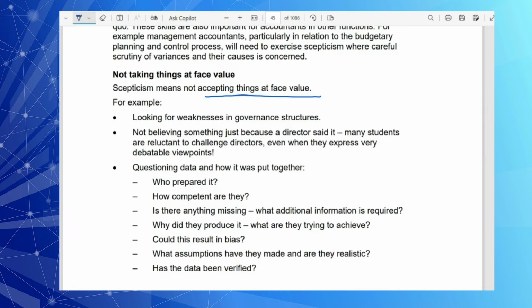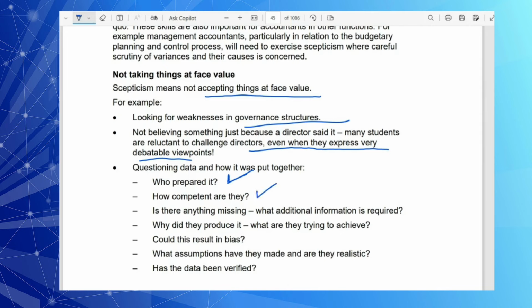If something is going wrong, you have to highlight it, take precaution, looking at weaknesses of the governance structure. So these are the examples. Not believing something just because a director said it. Many students are reluctant to challenge directors even when they express very debatable viewpoints. Question the data and how it was put together. Who prepared it? If the report is prepared by just a junior, it means he is not qualified. How competent are they? Whether your accountant is a qualified ACCA, a qualified chartered accountant.